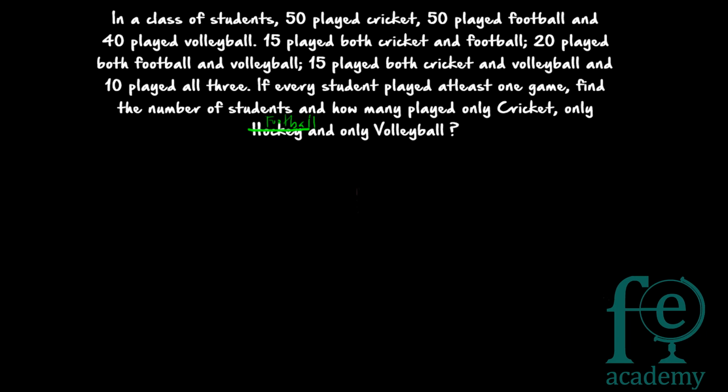So all the students are playing one of the three games or more than one: cricket, football and volleyball. So you can represent it by using three circles. So you are having three circles here. One will be representing the students who are playing cricket, and one will be representing the students who are playing football, and one will be representing the students who are playing volleyball. So let this be cricket, this be football and this be volleyball. Okay, C, F and V.